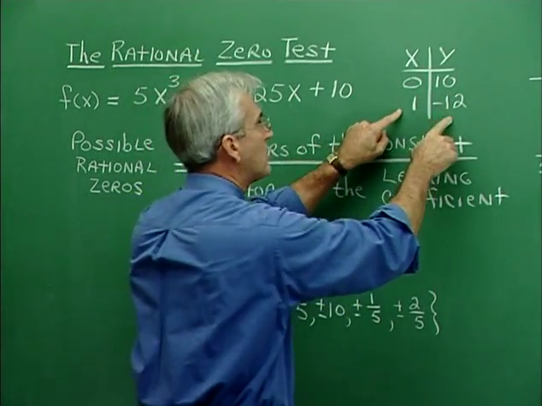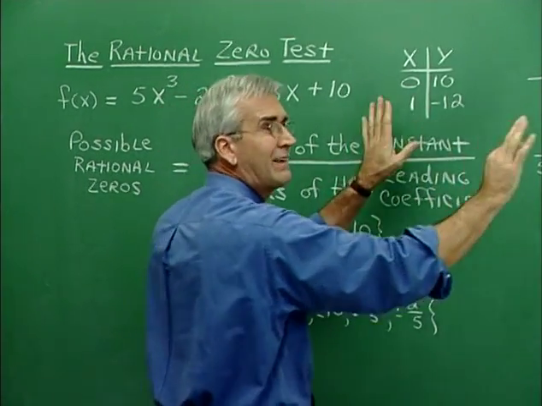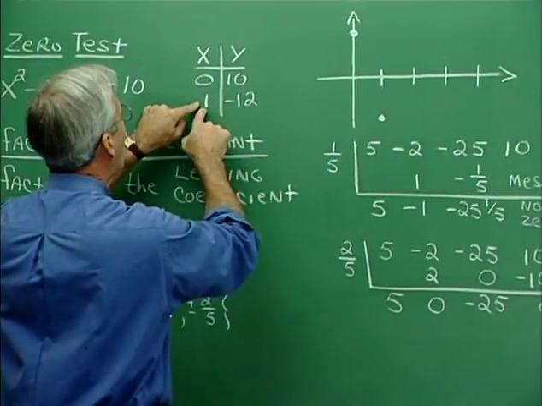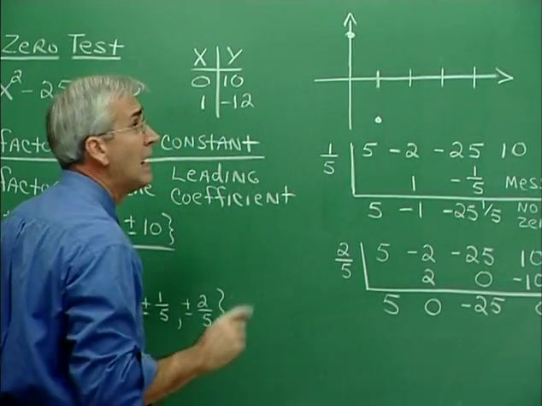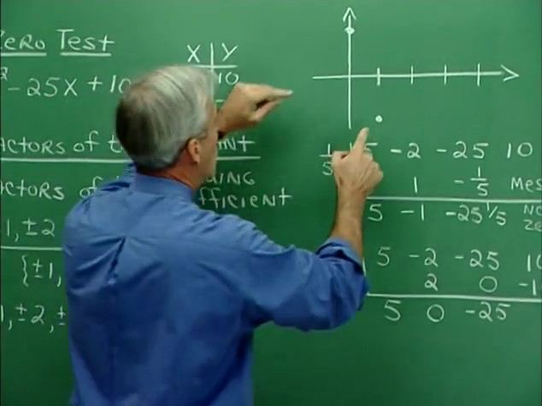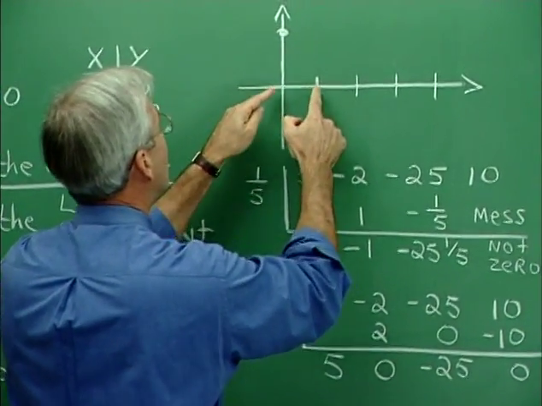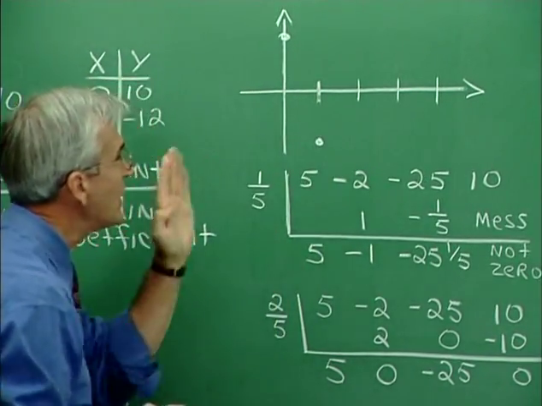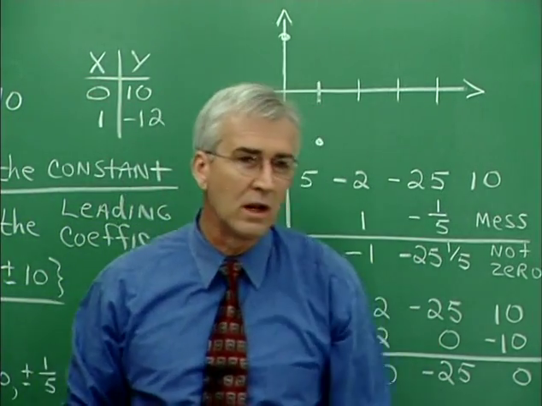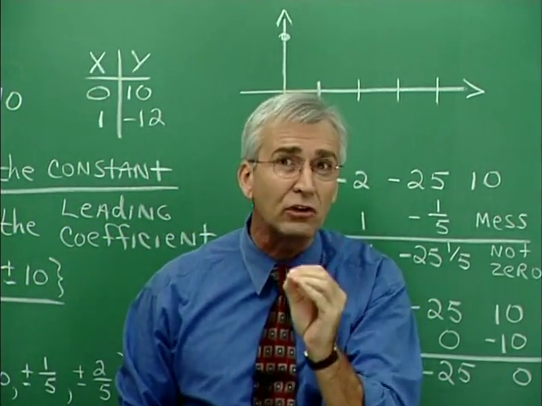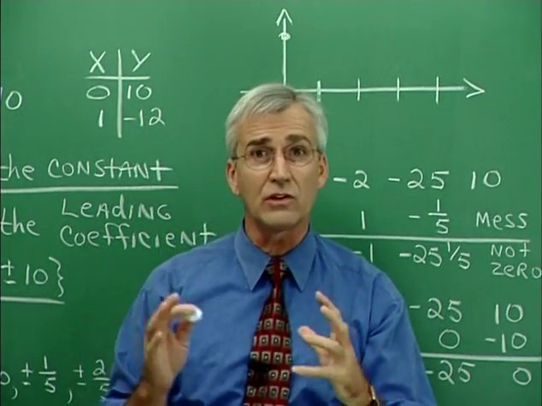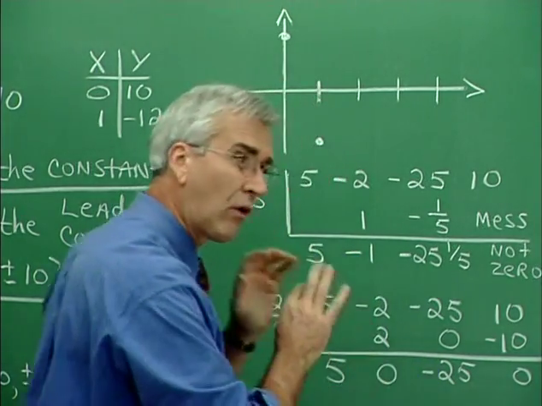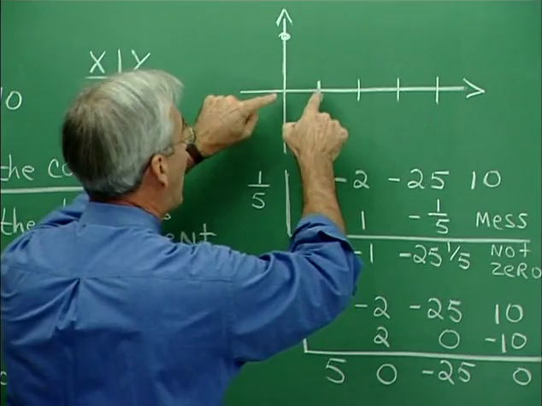Let's put these points onto a coordinate plane. Relatively speaking, (0, 10) is just up here somewhere, and (1, negative 12) is down here somewhere. Now, with the intermediate value theorem, we know that there is a crossing in the interval from 0 to 1. So we have a zero in here. And if we can identify a zero, it can lead us to a factor, and that will make the function a little easier to deal with. All right, so we are hoping that that crossing is rational.